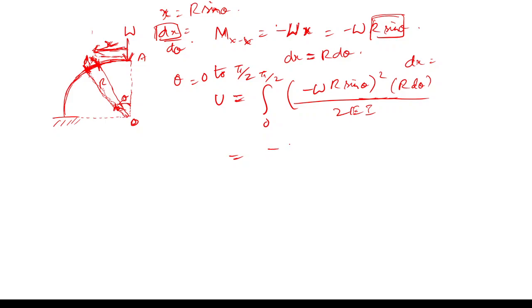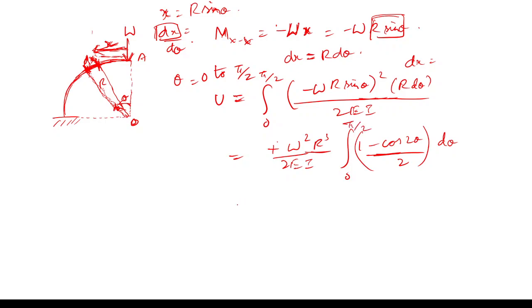Yes, w square by 2EI. I am taking it outside. R is also constant, so r cube I am taking outside. What I am left with is sine square theta d theta. So what is the integration of sine square theta d theta? Sine square theta I can rewrite as 1 minus cos 2 theta by 2, correct? Into d theta. Integrate it from 0 to pi by 2.